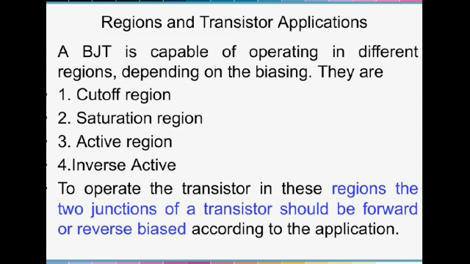Normally a transistor can operate in different regions. They are, in general, the cutoff region, saturation region, active region and inverse active region. The first 3 are the regions we are going to see now.